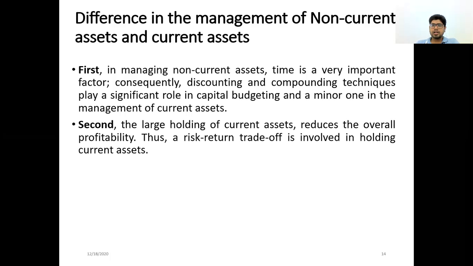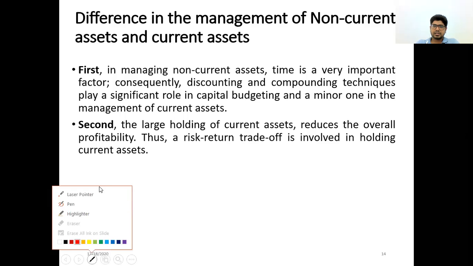And the second, the large holding of current assets, right? When we put our money as investment in current assets, as I told you earlier, it will not contribute much to making profit. The profit-making investment is in non-current assets, right? Not working capital. So second, the large holding of current assets reduces the overall profitability. Thus, the risk-return trade-off is involved in current assets. So we have invested our money in current assets, therefore we have to care about the risk-return trade-off too.